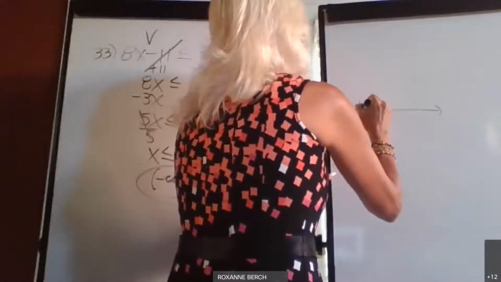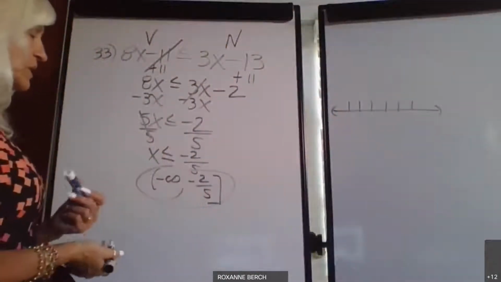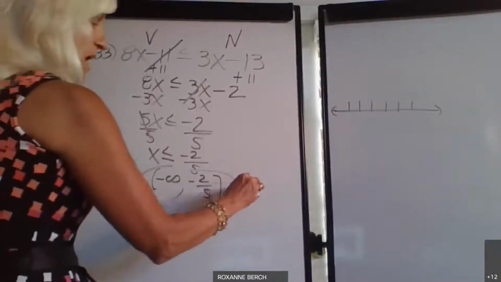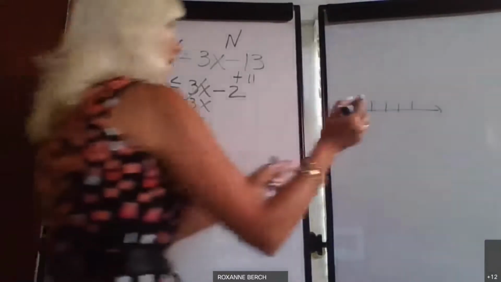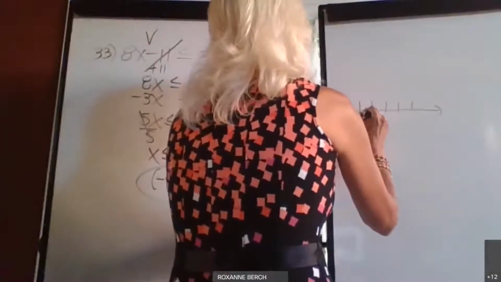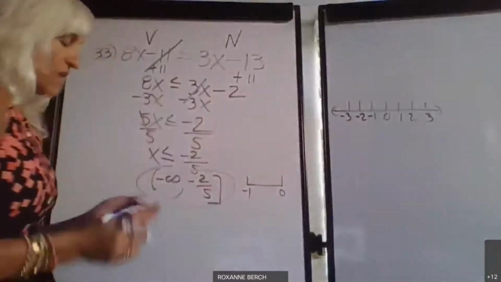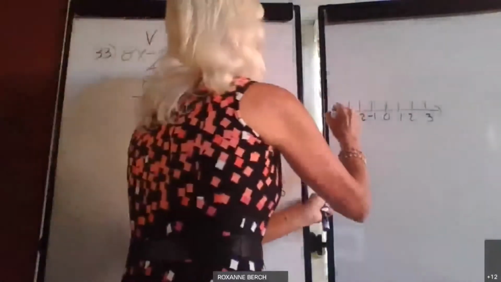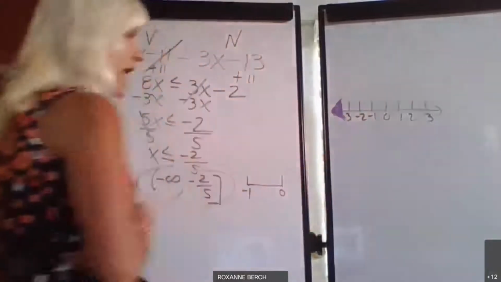And now we graph. So I'm going to put numbers somewhere in between here. So this number, -2/5, is between 0 and -1, right? So I'm going to do -3, -2, -1, 0, 1, 2, 3. All right. So the negative infinity means it's going forever to the left, and you need to color in the arrow because that means forever, right?